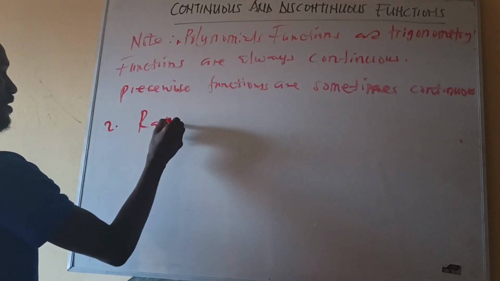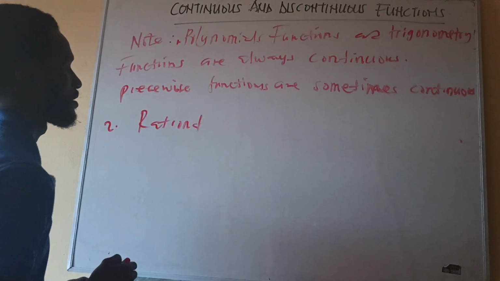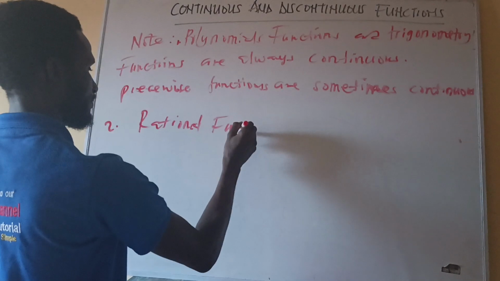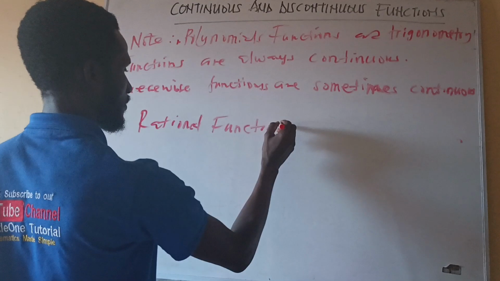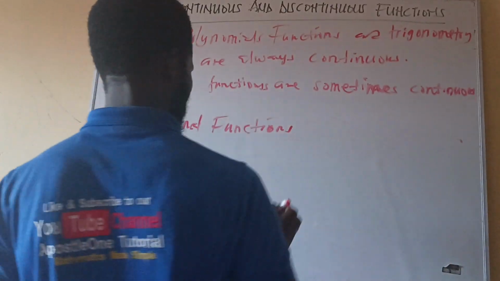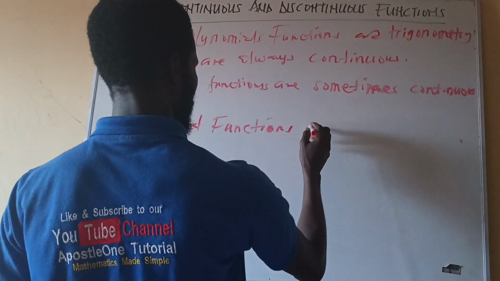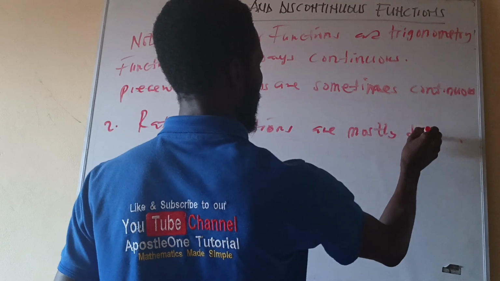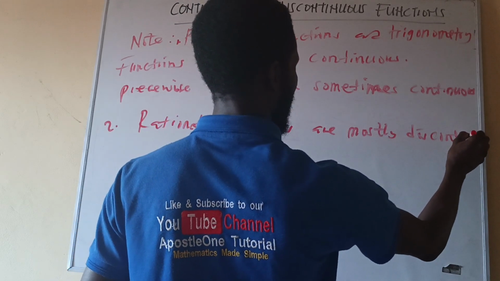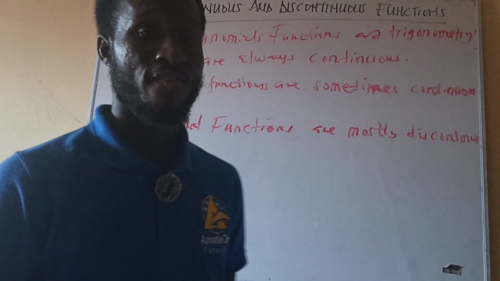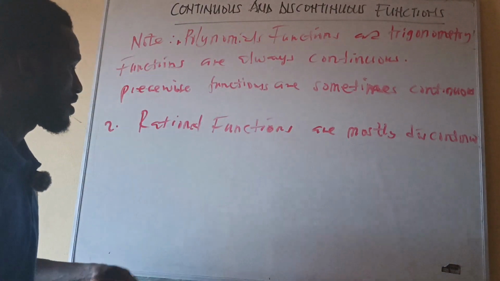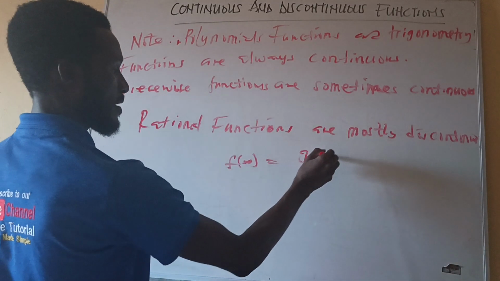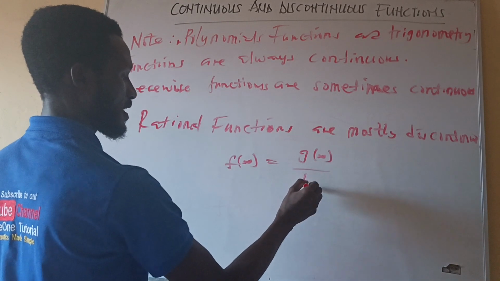Now, two, rational functions are mostly discontinuous. A rational function is a function f of x where f of x is equal to g of x over h of x. You get it?